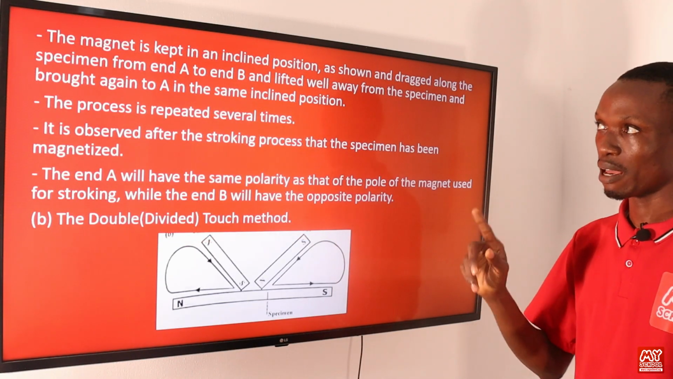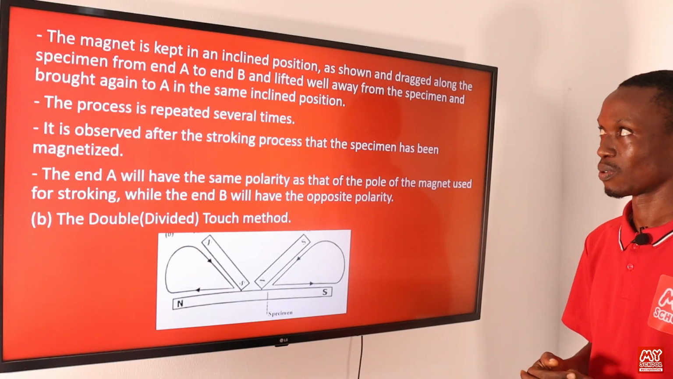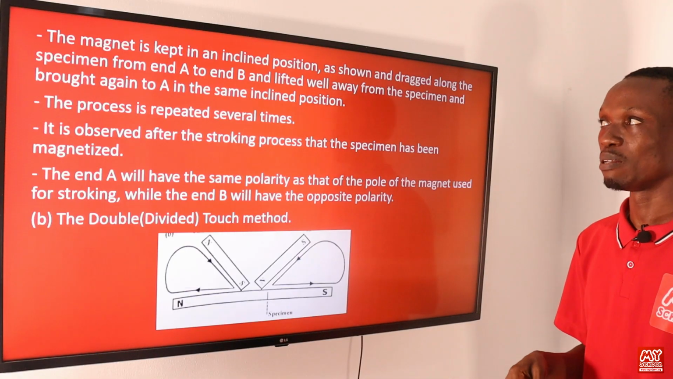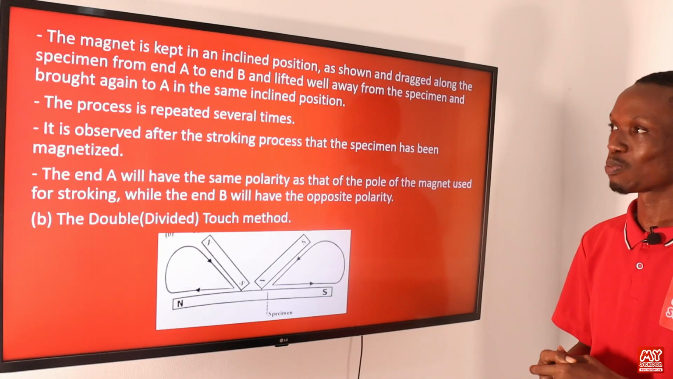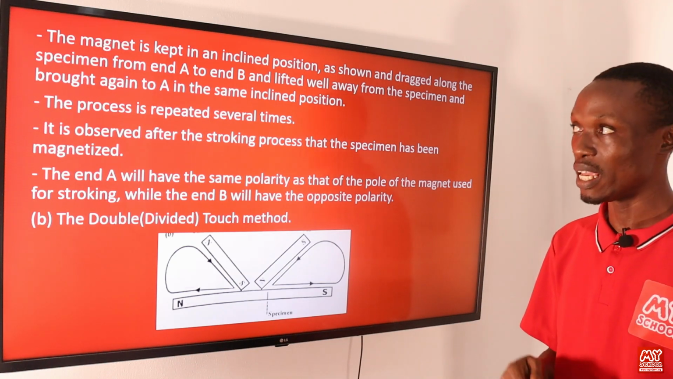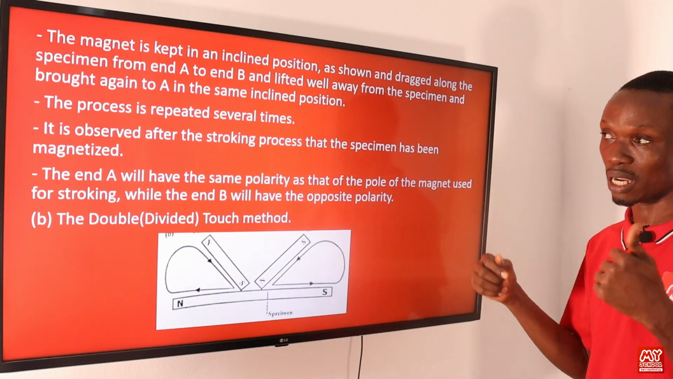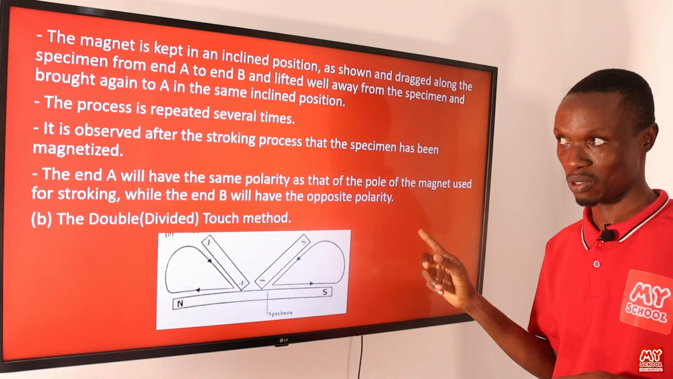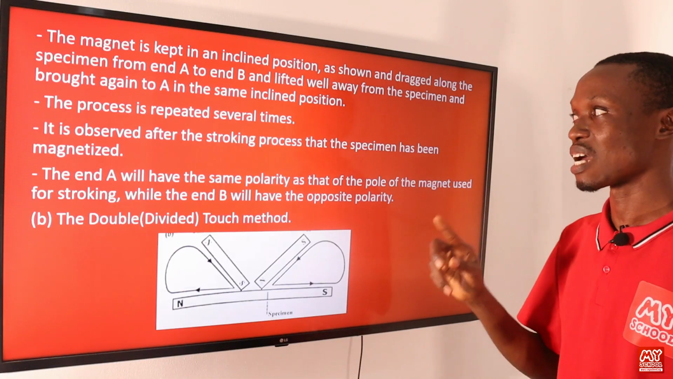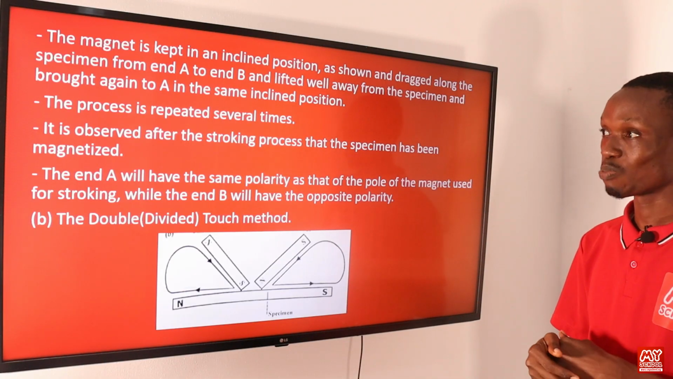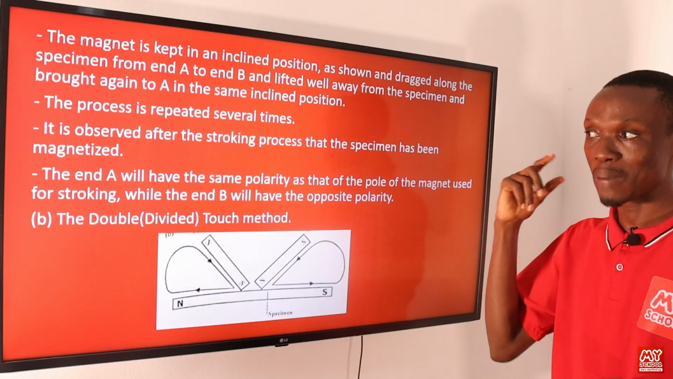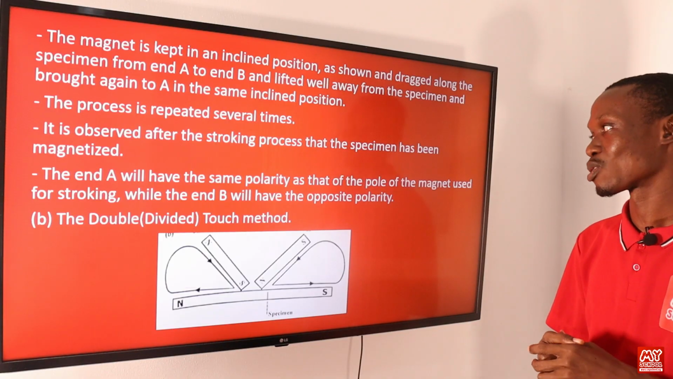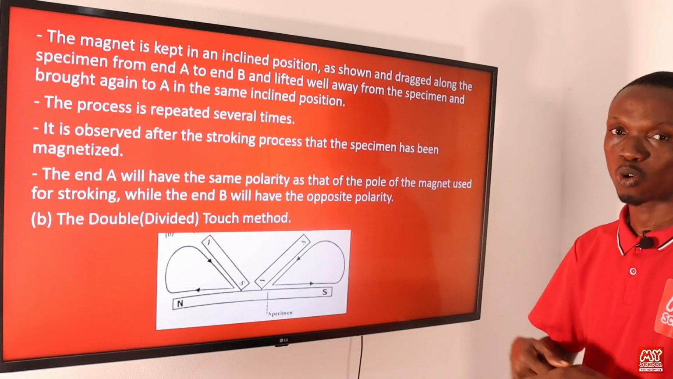The magnet is kept in an inclined position, as shown, and dragged along the specimen from end A to end B, then lifted well away from the specimen and brought again to A in the same inclined position, as we can see in the diagram in the previous slide. The process is repeated several times. It is observed that after the stroking process, the specimen has become magnetized. End A will have the same polarity as that of the pole of the magnet used for stroking.